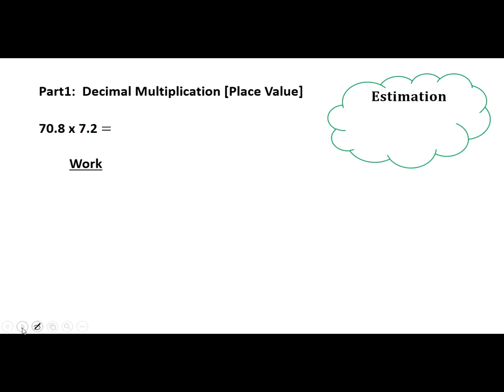Here we have 70 and 8 tenths times 7 and 2 tenths. Again, if we round the highest place value, that would become 70. Round the highest place value, that becomes 7. We know that 7 times 7 is 49, times 10 is 490. Our estimated answers are close to 490. Let's get to work. I see this is in the tenths place, pardon me.